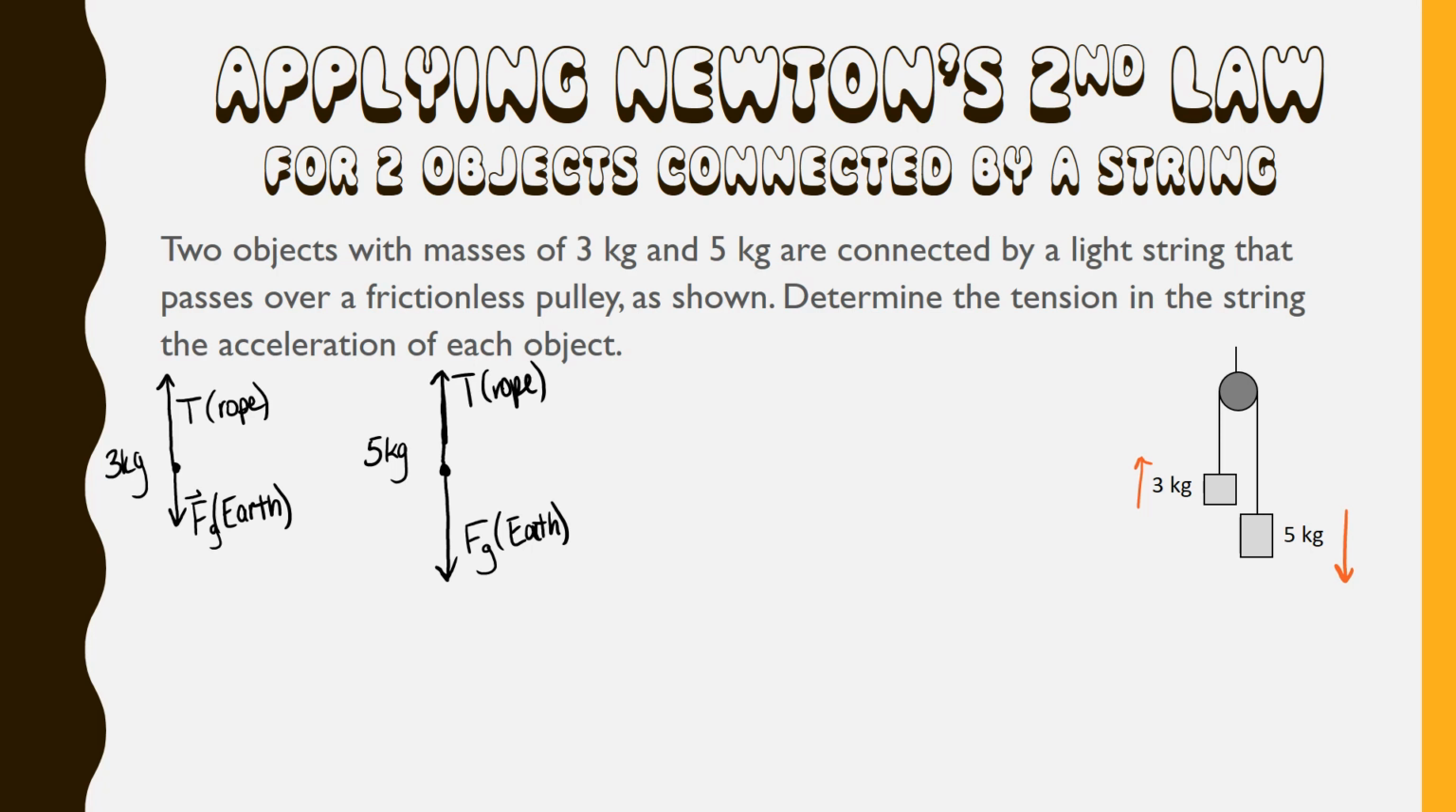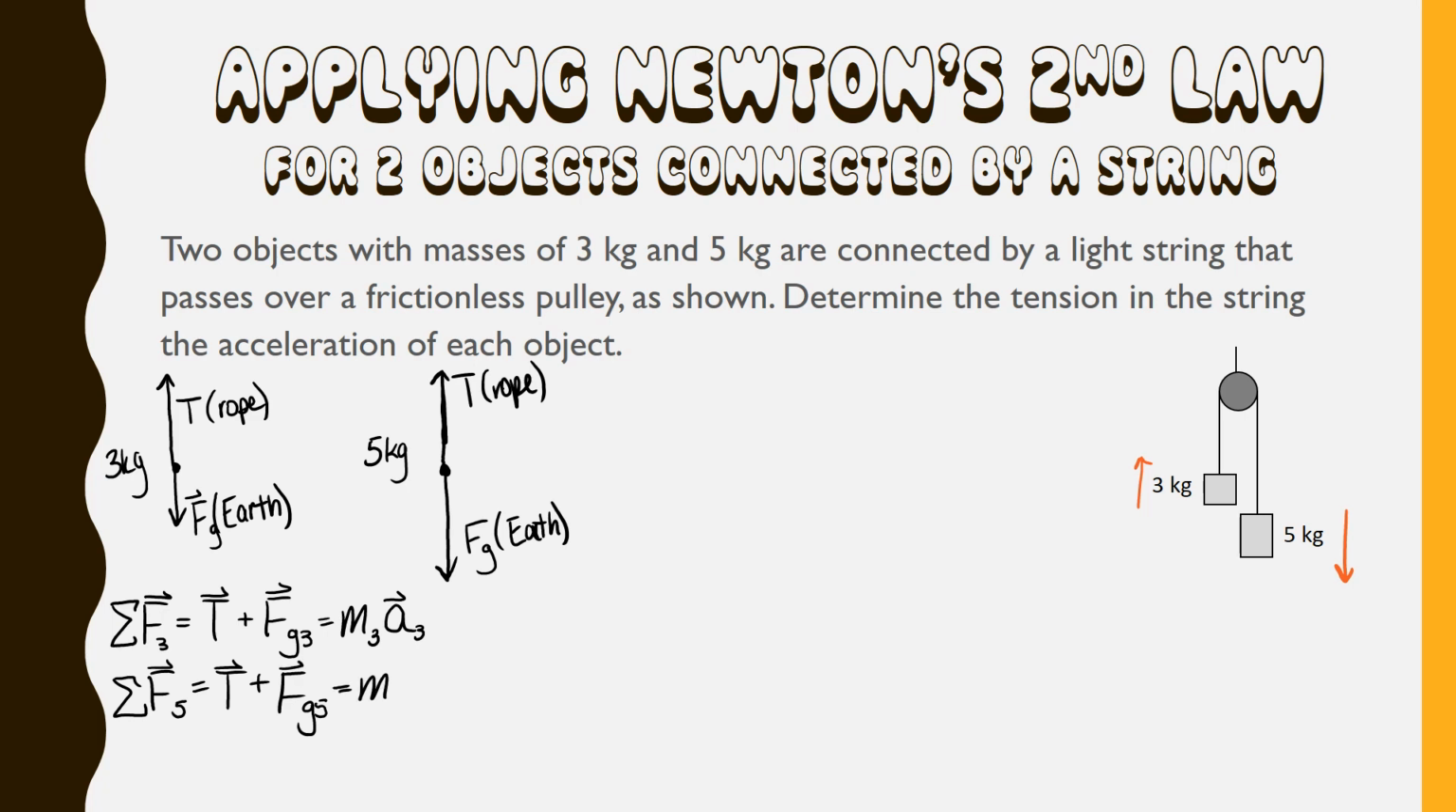Now, since I have two diagrams, I can write two net force equations. For the 3 kilogram block, the net force is the tension plus the gravitational force, and I'm just going to put a 3 subscript here to remember that it's for the 3 kilogram block. And that's equal to the mass of the 3 kilogram block times the acceleration of the 3 kilogram block. I can write the exact same equation for my 5 kilogram block, and the only thing that changes is that instead of the 3 kilogram block, it's now the 5 kilogram block. And so I'll put 5 subscripts on my quantities that have subscripts.